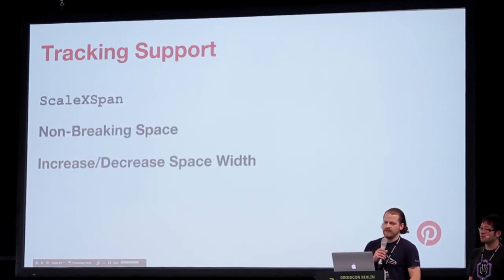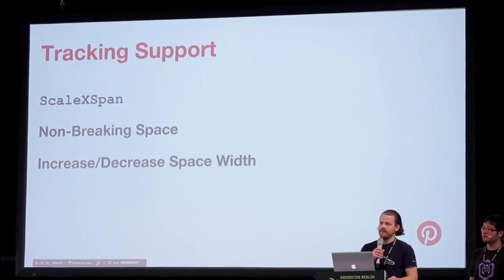So with the scale expand, as I said, you can modify the width of the character. As well as injecting new non-breaking spaces, we can then effectively modify the spacing between the characters in a particular text view. So how does that actually work?